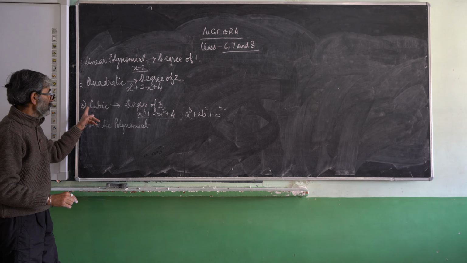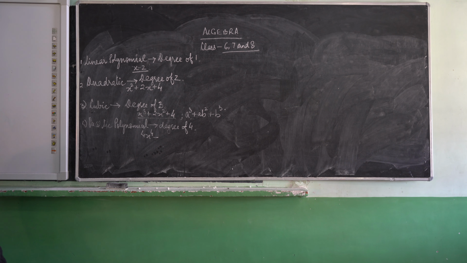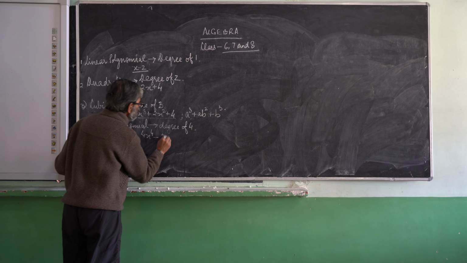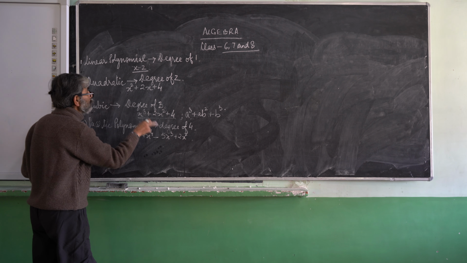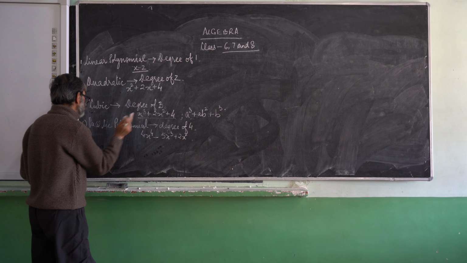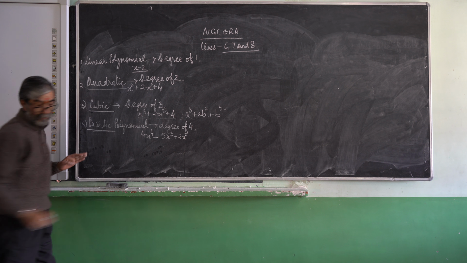A quartic polynomial is a polynomial which has a degree of 4. An example we can take is 4x to the power of 4 minus 5x cubed plus 2x squared. In this case the highest degree is 4 and therefore it can be termed as a quartic polynomial. Is it clear?